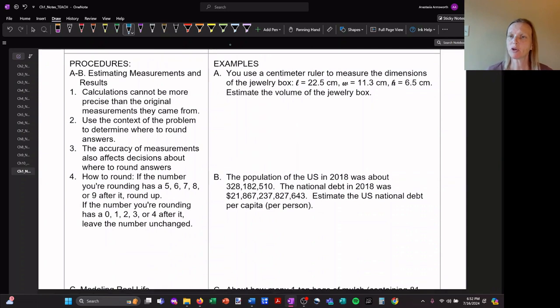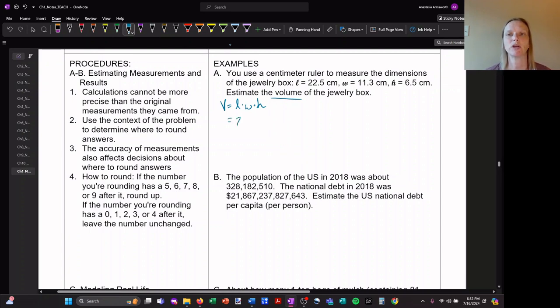You use a centimeter ruler to measure the dimensions of a jewelry box. 22.5 centimeters for the length. The width is 11.3 centimeters. The height is 6.5 centimeters. And remember, volume, which is what we're being asked to calculate, of a box is one of those equations that you should know that we reviewed in the first section of this chapter. So volume is length times width times height. And if we want to calculate that, we're doing 22.5 times 11.3 times 6.5.